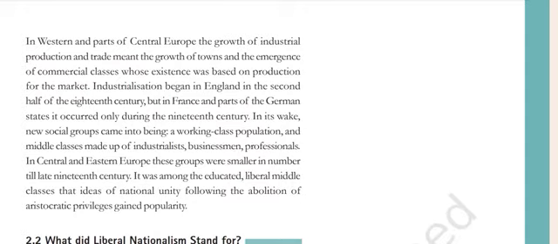Industrialization began in England in the second half of the 18th century, but in France and parts of the German states it occurred only during the 19th century. In its wake, new social groups came into being: a working class population and a middle class made up of industrialists, businessmen, and professionals. In Central and Eastern Europe, these groups were smaller in number till the late 19th century. It was among the educated liberal middle classes that ideas of national unity following the abolition of aristocratic privileges gained popularity.